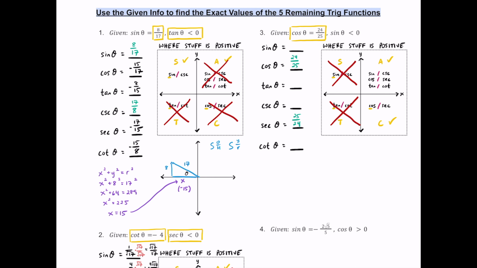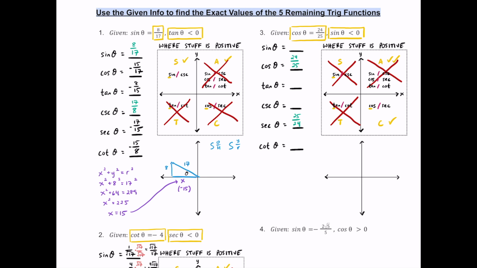Now, using the second bit of information, we know that sine of theta is less than 0. Well, where is sine positive? Sine's positive over here in quadrant 1, so that means sine must be negative in quadrant 4. So if sine has to be negative, then this angle measure we're talking about can't be in quadrant 1. It's got to be in quadrant 4.